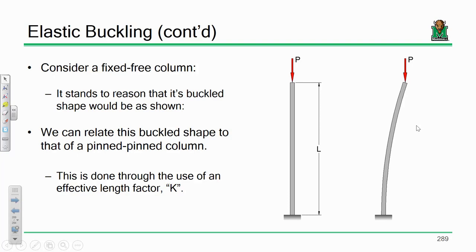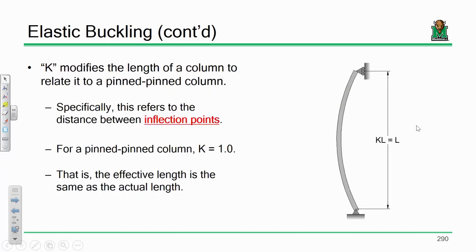Everybody agrees that this is what the buckled shape of this column looks like, right? Now what I'm going to do is imagine that this buckled shape sort of continues. What do I mean? Here I have a pin-pin column. Our effective length factor modifies the length of a column so that it looks like this. For the pin-pin column, K is 1, because if I have 1 times the length, I have the original length, and the formula doesn't change.